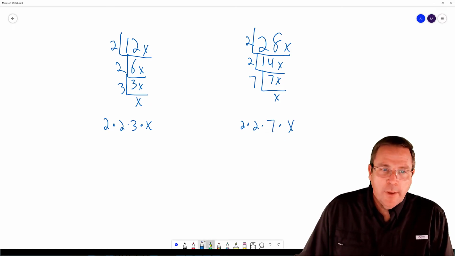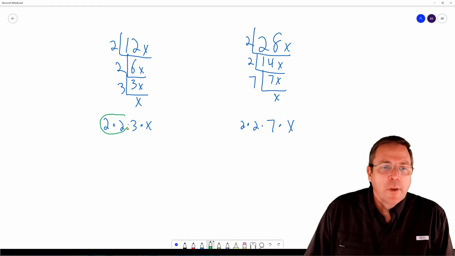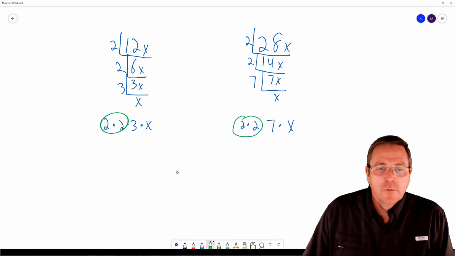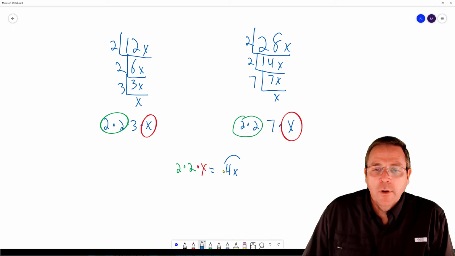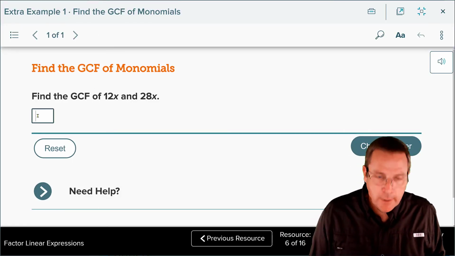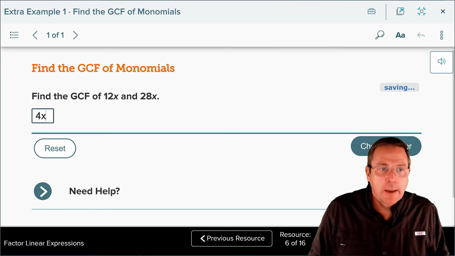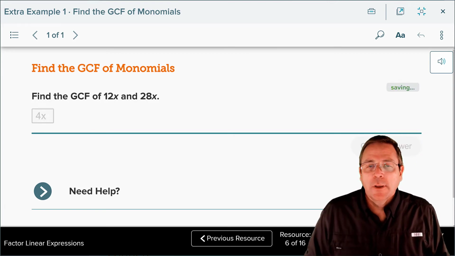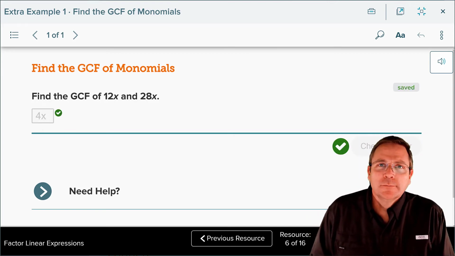So let's look at what they have in common. First off, they share two 2's, so I'm going to come down here, 2 times 2. They also share an x. That means my greatest common factor, 2 times 2 times x, is 4x. And 4x is going to be the largest number that will divide into both 12x and 28x. Check the answer. Our answer checks.